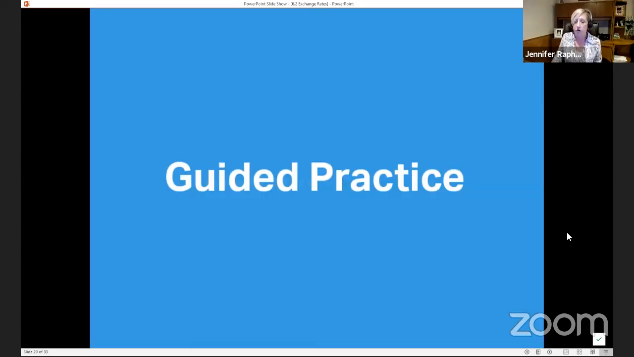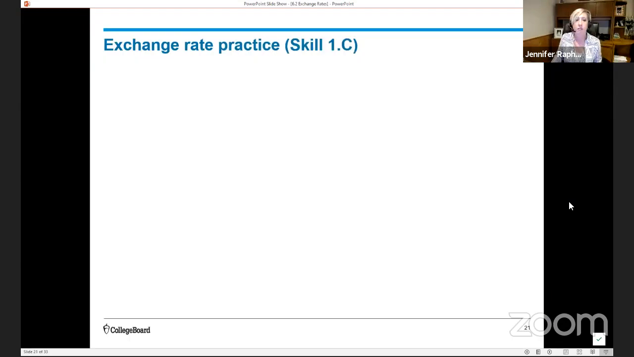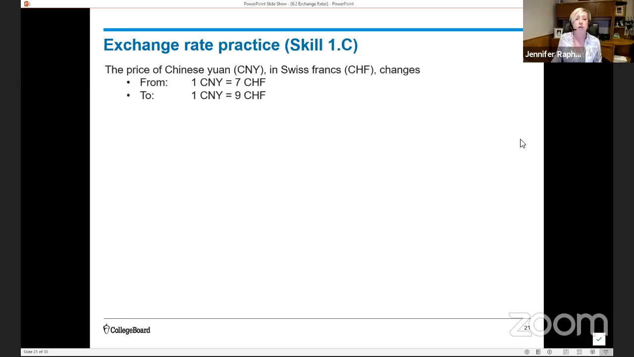All right, so now let's do a couple of questions that kind of mimic the way you might see skill 1C assessed in this unit using exchange rates. So we have the price of the Chinese yuan in Swiss francs, and it changes from 1 yuan costs 7 francs to 1 yuan costs 9 francs. So the question might read, which currency has appreciated?